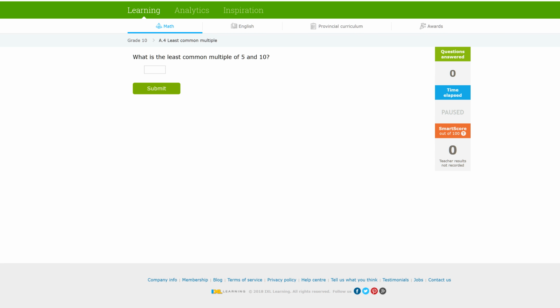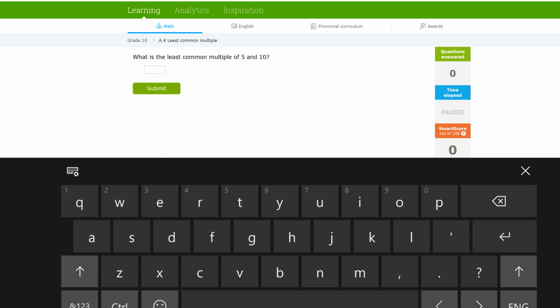Now, what is the least common multiple of 5 and 10? Think of a number which is divisible by both of them. Not a number that they are dividing. It's not the greatest common factor. Now we're doing the least common multiple of 5 and 10.